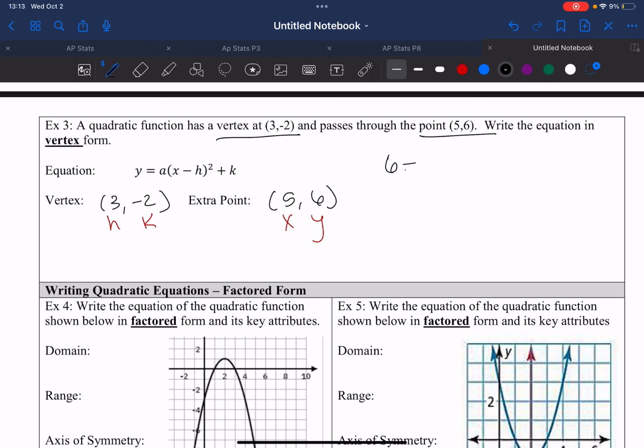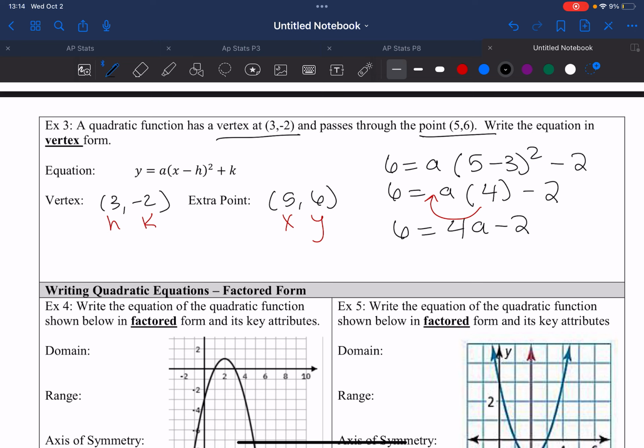So I have 6 is equal to A, parentheses 5 minus 3 squared minus 2. 6 is equal to A, 5 minus 3 is 2, 2 squared is 4 minus 2. I'm going to write my 4 in front of my variable. So this is 6 is equal to 4A minus 2. Add 2 to the other side. I get 8 is equal to 4A. Divide both sides by 4, and I get A is equal to 2, which means my equation is y is equal to 2 (x minus 3) squared minus 2.